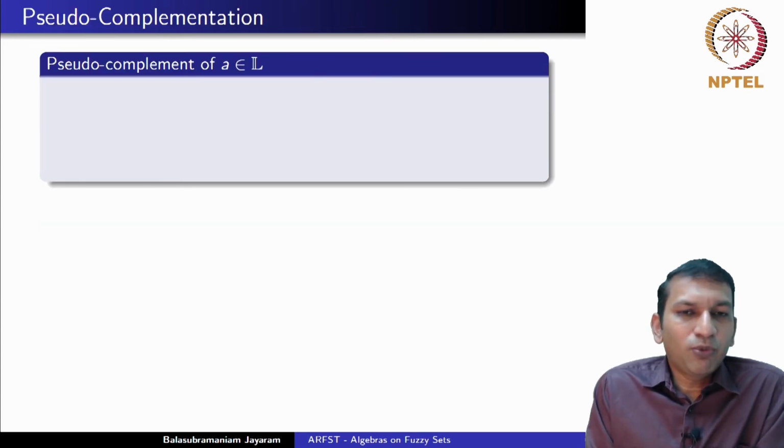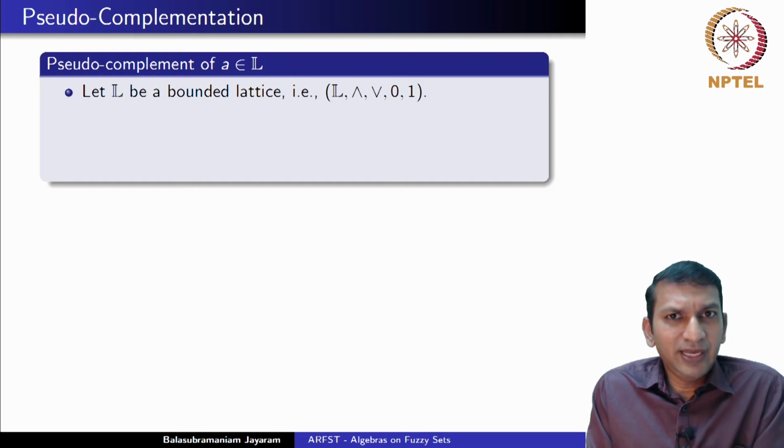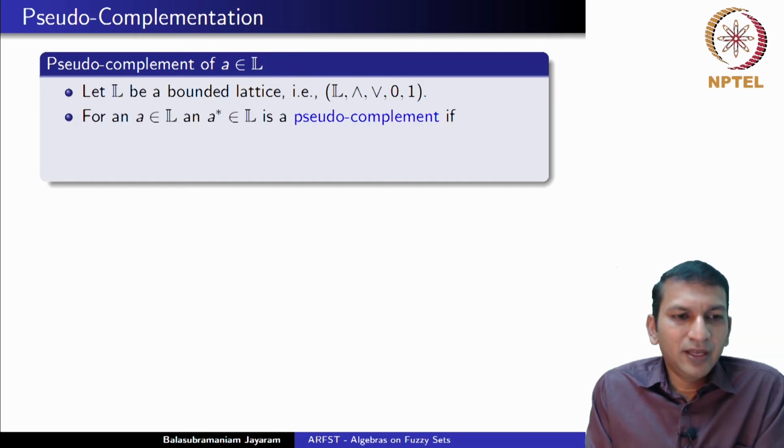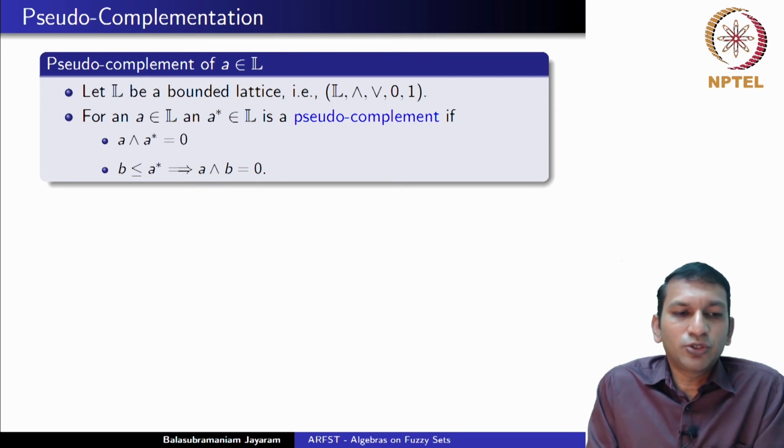Let us define what is a pseudo complement of an element in a lattice. Once again, we need a bounded lattice. We say A star is a pseudo complement of an element A in L if two things happen. One, A meet A star should be 0. The second condition is whenever B is smaller than A star, then A meet B should also be 0.